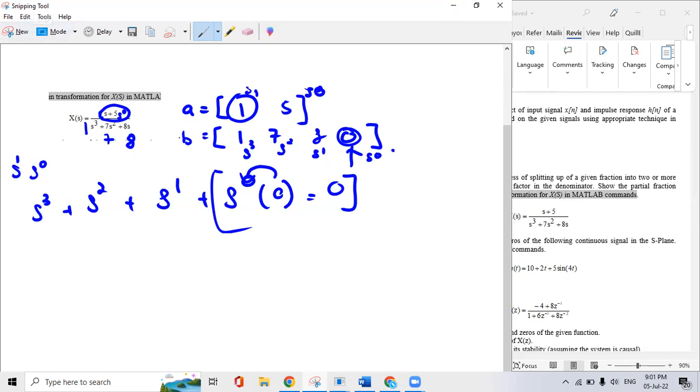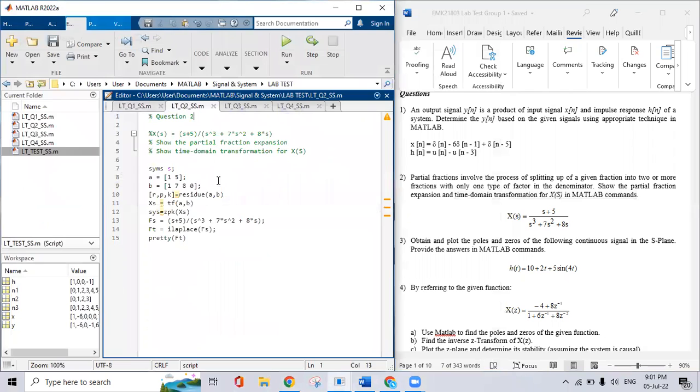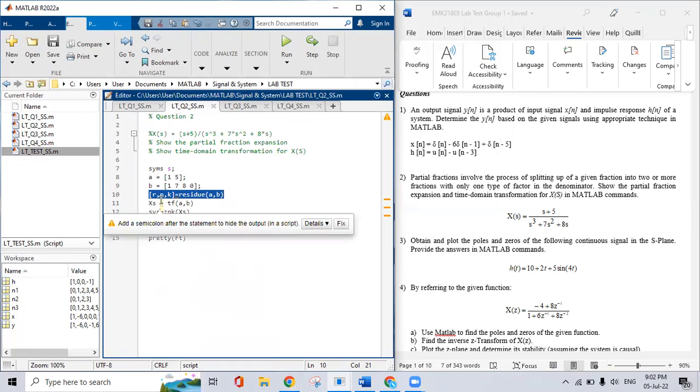So we have to get the A and B in order to perform Laplace transforms or to get our desired output. So let us take a look at our MATLAB coding. For question 2, the same as right here, I'm using S domain for the following coding. The A, I explained just now. B also, I have explained just now. And the residue command is to get the coefficients from the partial fractions.